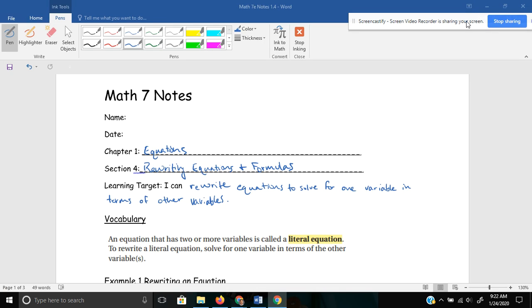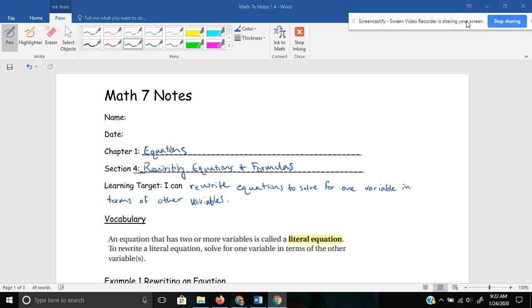Hello, seventh graders. Welcome to 1.4, where today we'll be discussing how to rewrite equations and formulas. For your learning target, it is: I can rewrite equations to solve for one variable in terms of other variables.